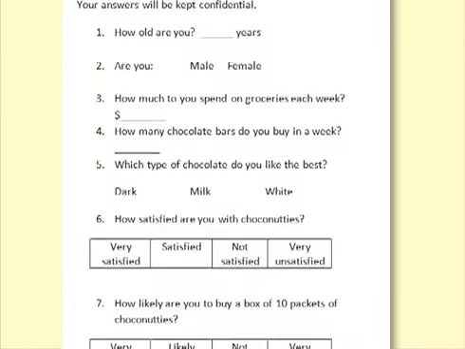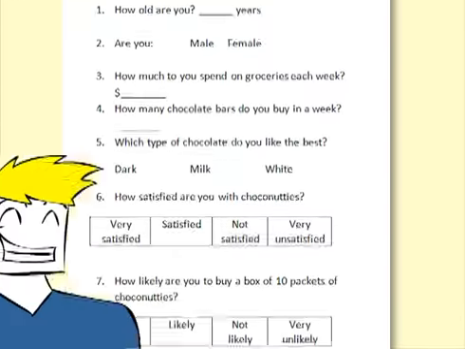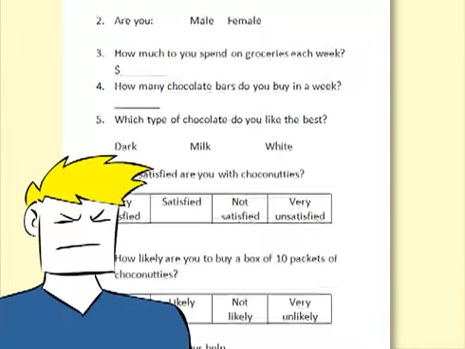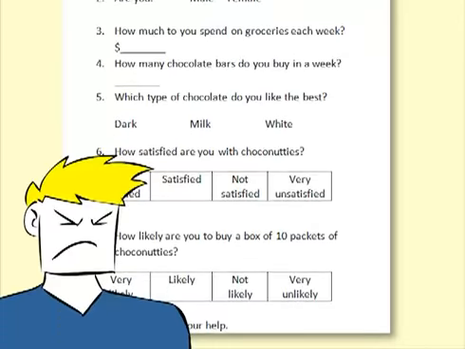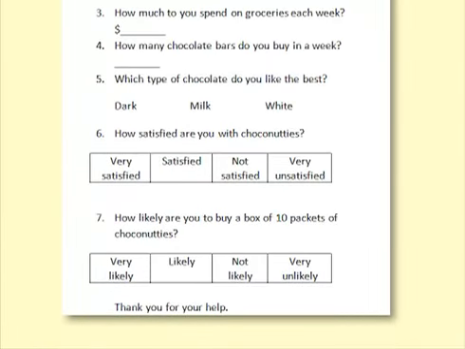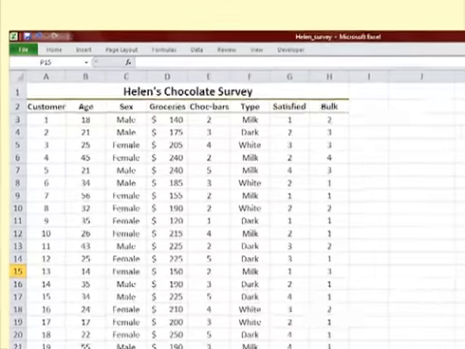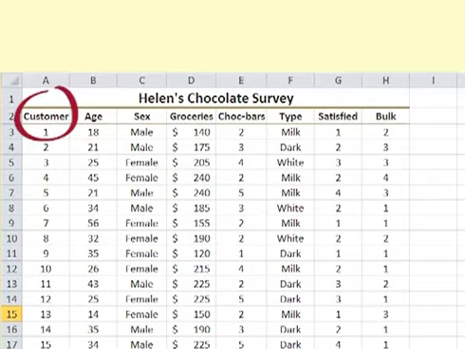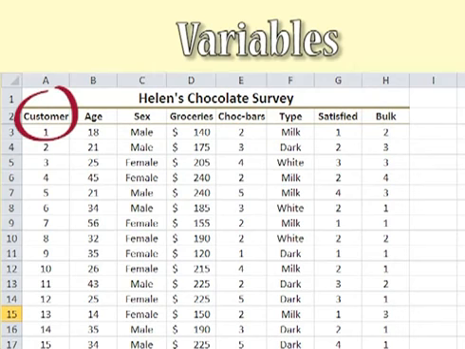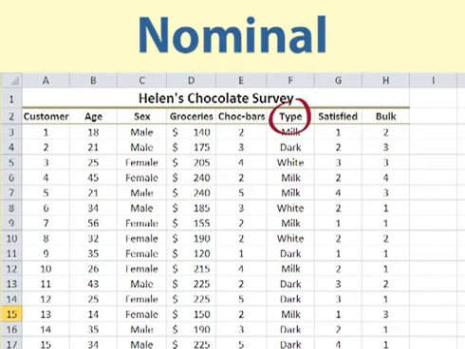She asks them how satisfied they are with Choconutties. Very satisfied, satisfied, not satisfied, very unsatisfied. And she asks them how likely they are to buy a whole box of 10 packets of Choconutties. Helen enters the data in a spreadsheet. Each row has responses from one customer. Each column contains the measurements or scores for one variable.